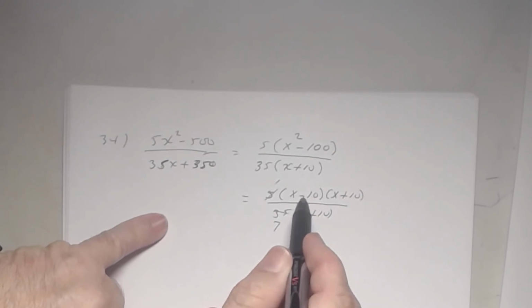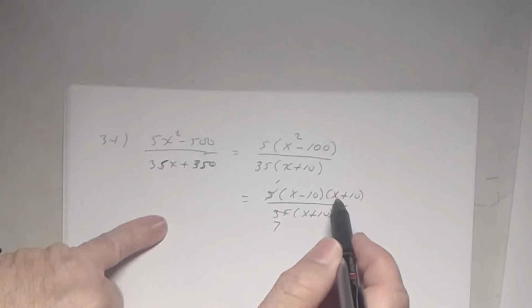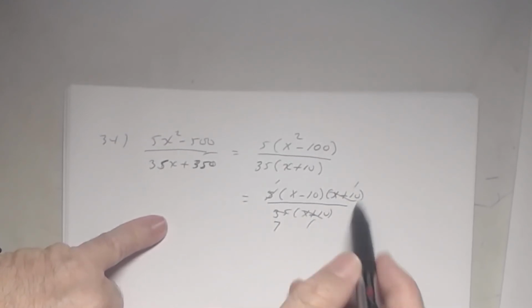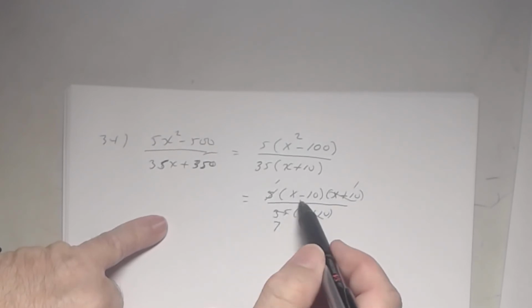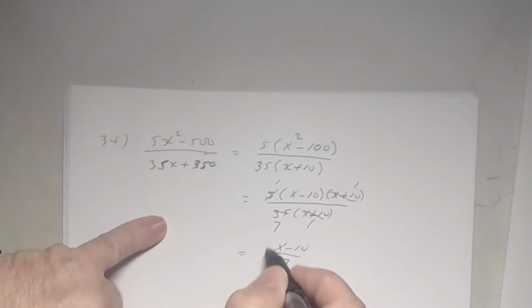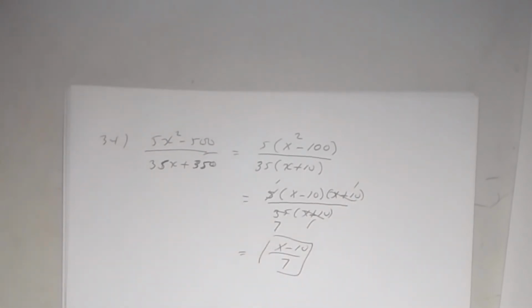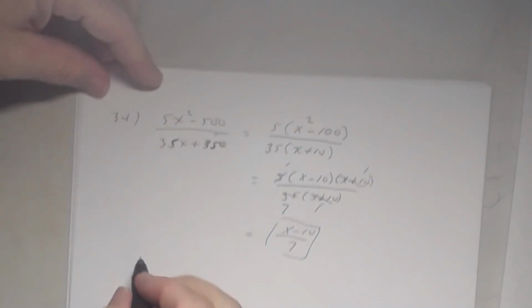Next one's x minus 10. Do I see an x minus 10 down there? No. Next one's x plus 10. I do see one. Yes. So I reduce those, putting ones in their place when you cross them out. So 1 times x minus 10 times 1 is x minus 10 over 7. All right, 36.